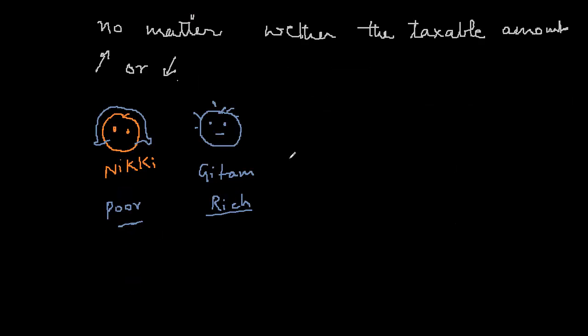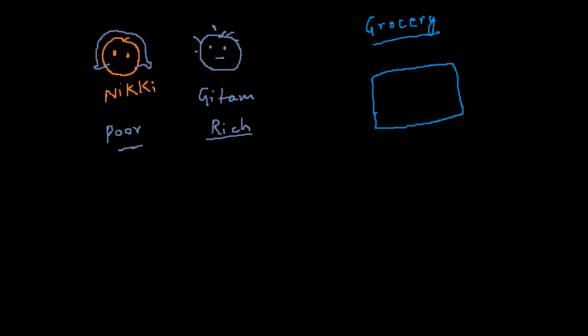Both of these girls go to a grocery shop, where you can purchase all the grocery items, and both of them purchase a total grocery of, let us say, 1000 rupees. Out of those 1000, 900 is the amount of actual grocery, and 100 is the amount of tax on it. This is the indirect tax.